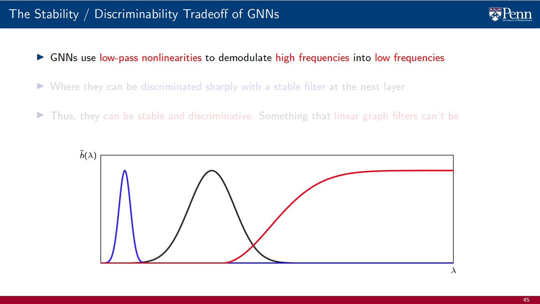The low discriminability at high frequencies and the high discriminability at low frequencies are properties of filters that layers of the GNN inherit. But while the GNN as a whole inherits the stability of the filters, it doesn't have to inherit their discriminability limitations. In fact, avoiding this fight is the role of the nonlinearity. The nonlinearity is a low-pass operation that demodulates high-frequency components into low frequencies, where they can be discriminated sharply with a stable filter at the next layer.